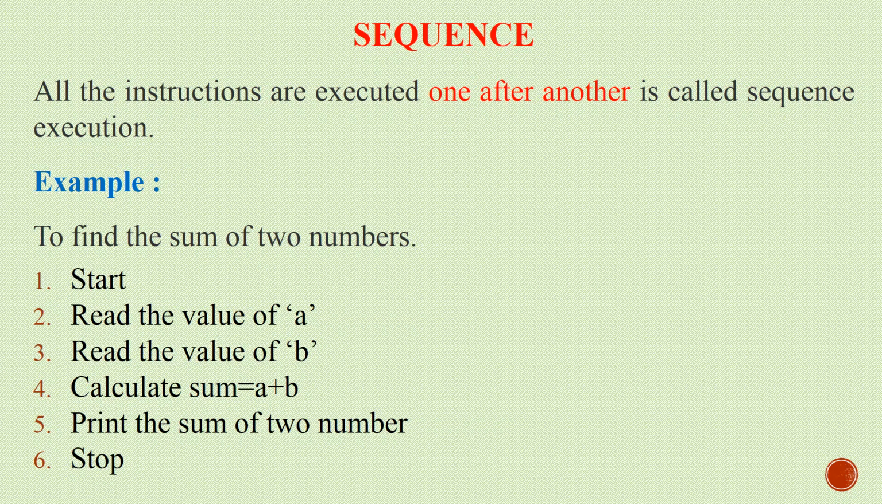Calculate sum is equal to A plus B. So A and B should be added and stored in the variable sum. And in step 5, print the sum of two numbers. So that is the output statement. So this is an example of a sequence where line by line execution happens one after the other, right from step number 1 to step number 6. So that is a sequence. So an algorithm can have a sequence.